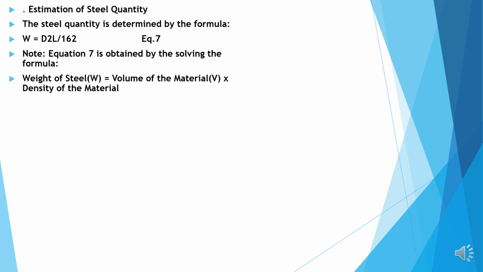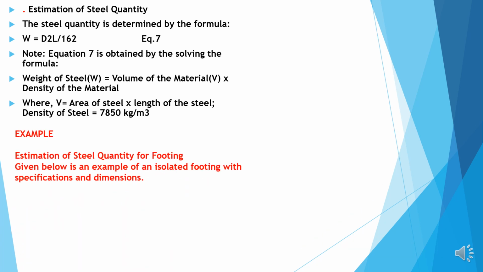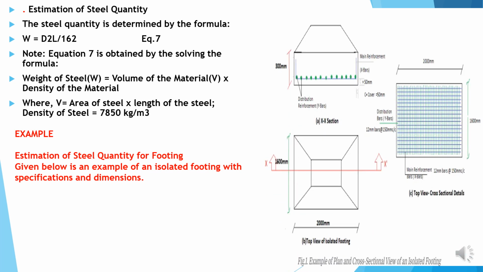How we derived equation 7 is as follows. Weight of the steel is equal to volume of the material V into density of the material, where V is equal to area of the steel into length of the steel. The density of steel is 7850 kg per cubic meter. Example: I am giving an example of isolated footings. Here we give all the sketches once again for your recovering power.